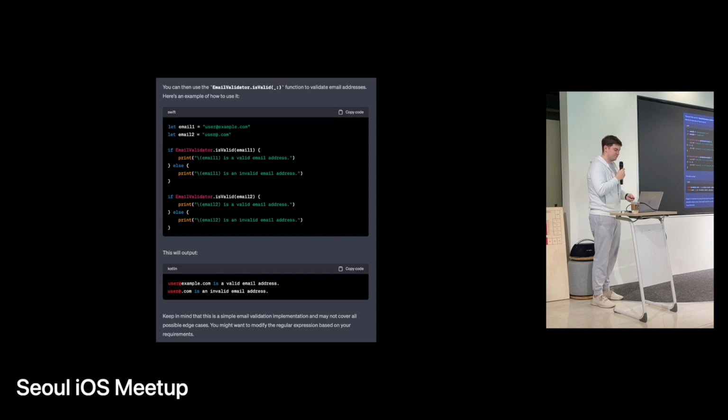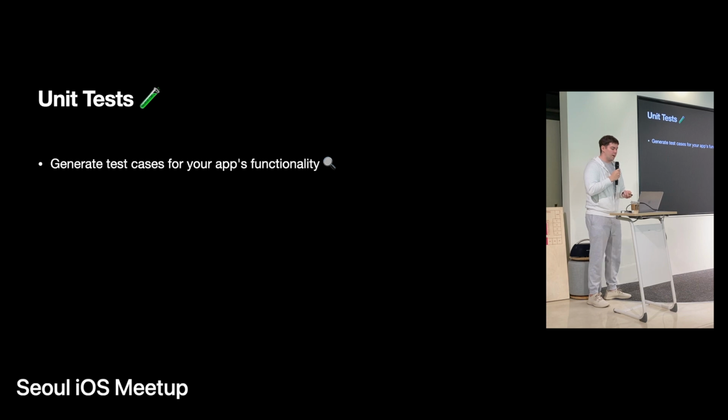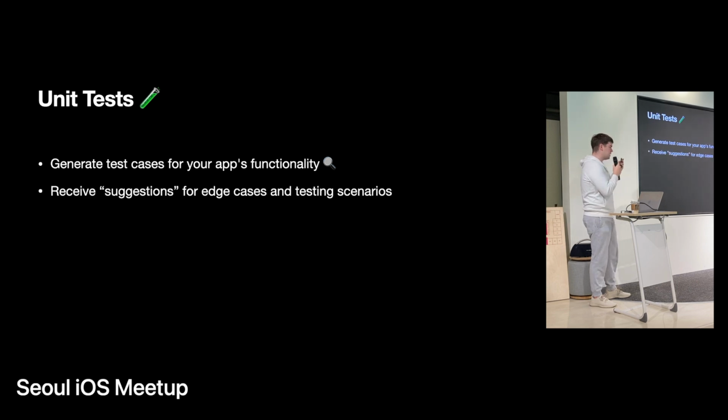It's quite good. Unit tests. That's a big one, because we all know we need unit tests, but no one likes to write them, because they're boring. Right? So with ChatGPT, a really good use case is to generate test cases for your app, maybe for your view model or for different functions that you have. It's also good, let's say you already have unit tests, at giving you suggestions and different edge cases that you didn't cover yet, so you can get closer to that 100% code coverage.